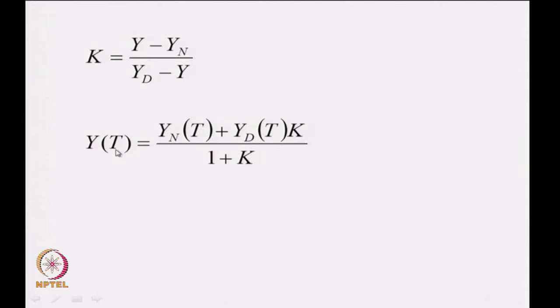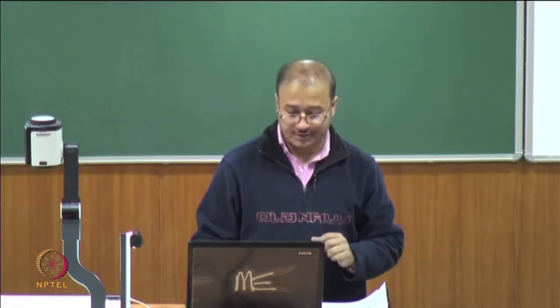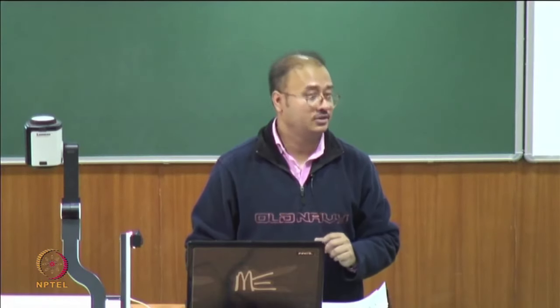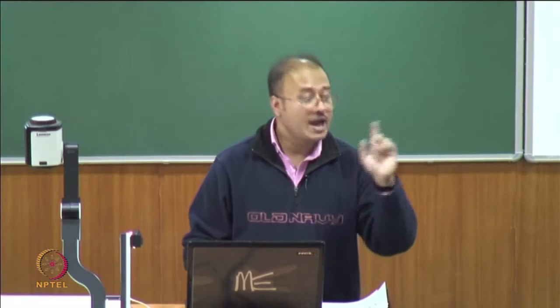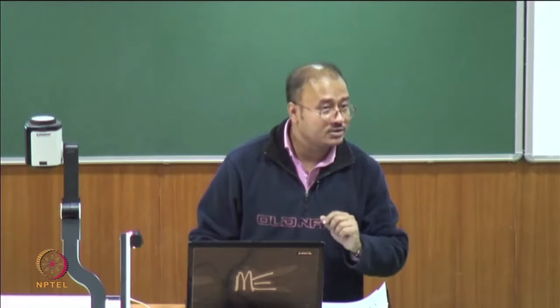So, see, you have y of T is equal to y n of T plus y d of T times k over 1 plus k. You know what the expression for y n of T is, right? What was it? It was m n T plus b n. There are two parameters, right? Now look at y d. What do you have? M d T plus b d. Again you have two parameters, right?